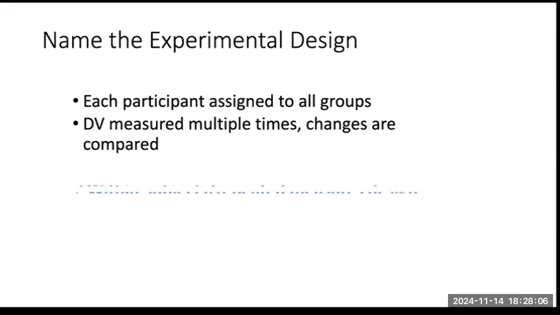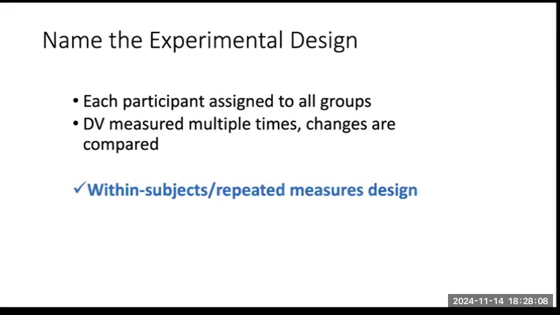This one is within subjects. Why? Because the all groups means they're in all conditions, right? Dependent variable, here's another clue, the fact that the dependent variable is measured multiple times. And what you're looking at is the change from time one to time two. That is within subjects, also known as repeated measures.